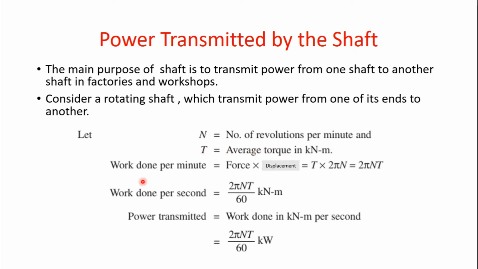taken in kilonewton meter. Now work done per minute: we all know that work is force into displacement. In angular units we can convert torque into 2 pi N, where N is the RPM or the angular speed, or you can say T into omega, and finally we get 2 pi NT. Work done per second will be divided by 60 because RPM is in minutes, so you have to divide by 60, and it is 2 pi NT upon 60 kilonewton meter. Work done per second is the power transmitted, and so therefore power transmitted by shaft in second is 2 pi NT upon 60 in kilowatt.